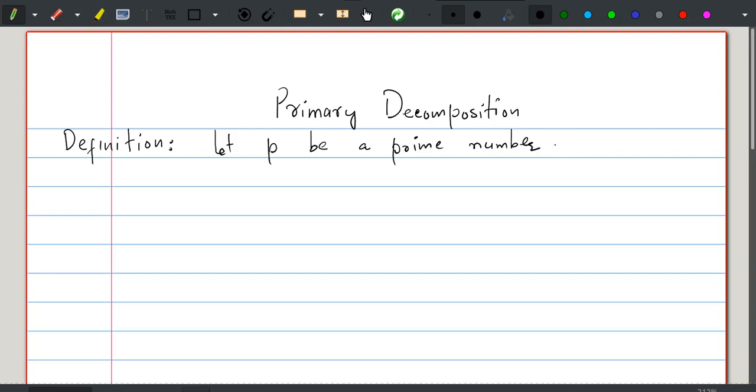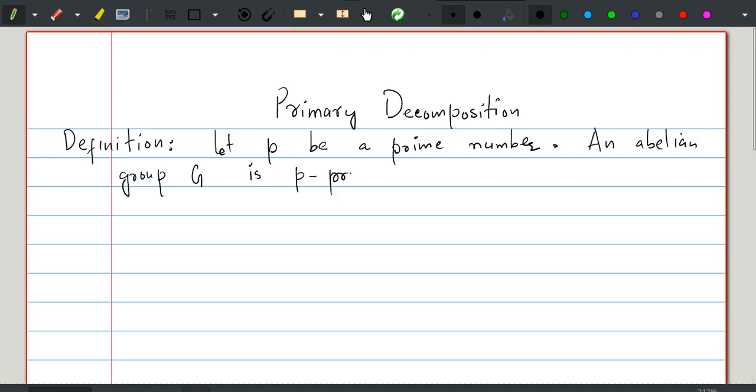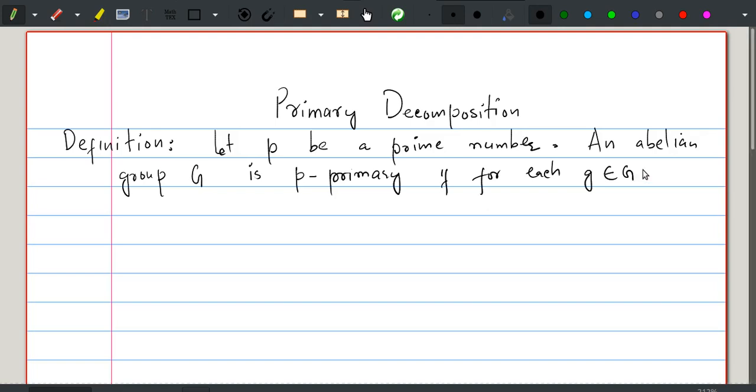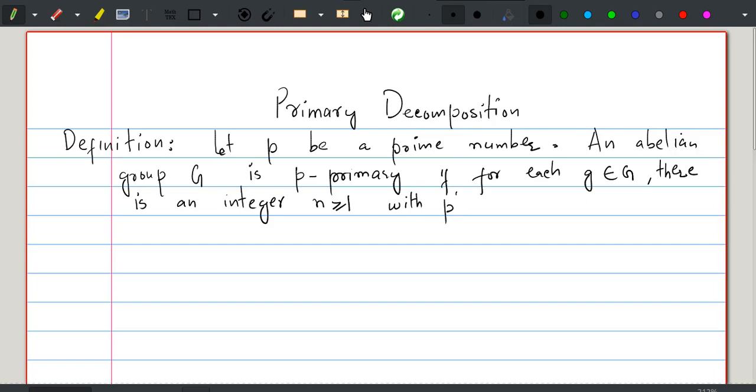An abelian group G is p primary if for each element g in G there is an integer, say n, which is bigger or equal to 1, with the property that p to the n of g must be equal to 0.